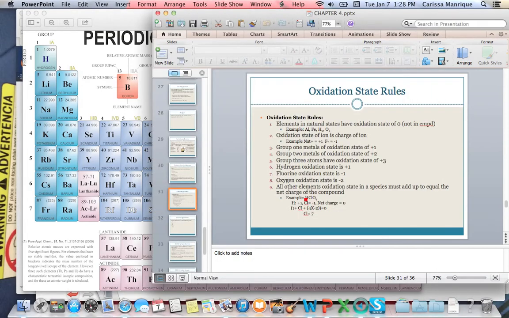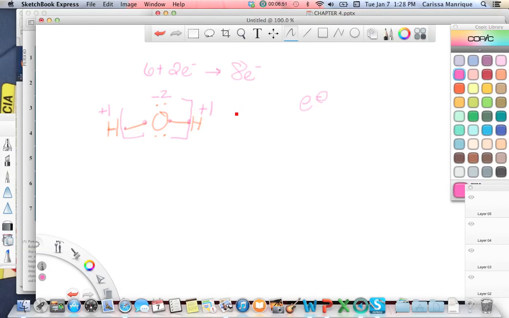So let's do this example here: HClO4. And we want to know the oxidation state for every element in that compound. So we have HClO4, and I ask, what is the oxidation state for every element? Well, according to our rules, hydrogen equals plus 1. Oxygen is typically a minus 2, and that's just from the chart.